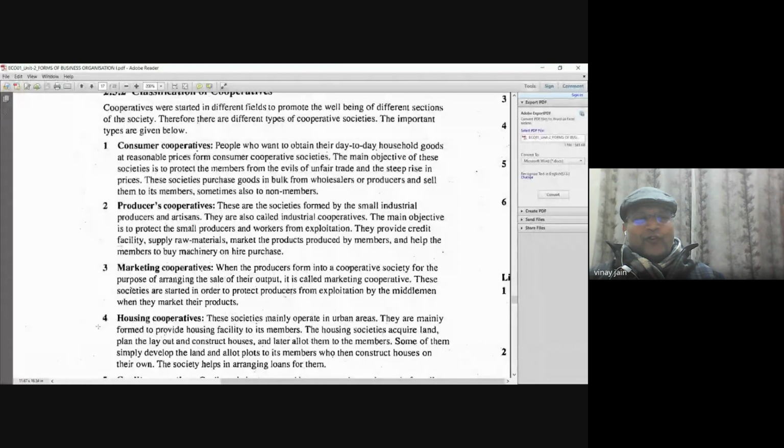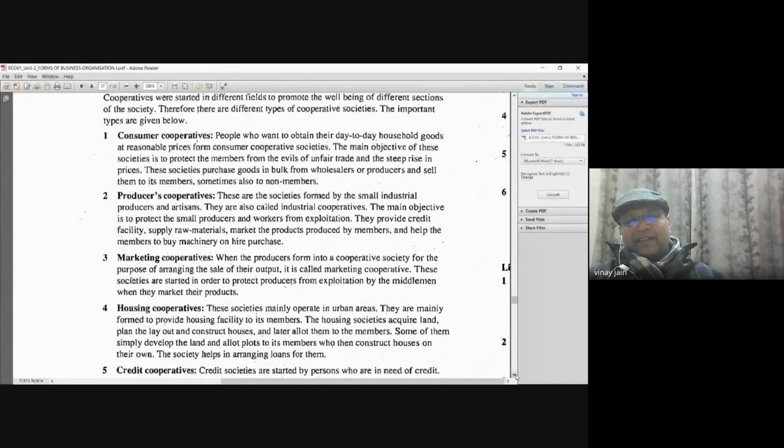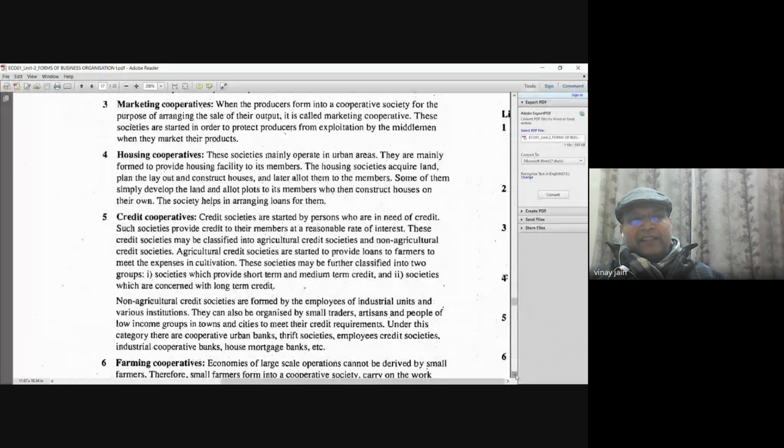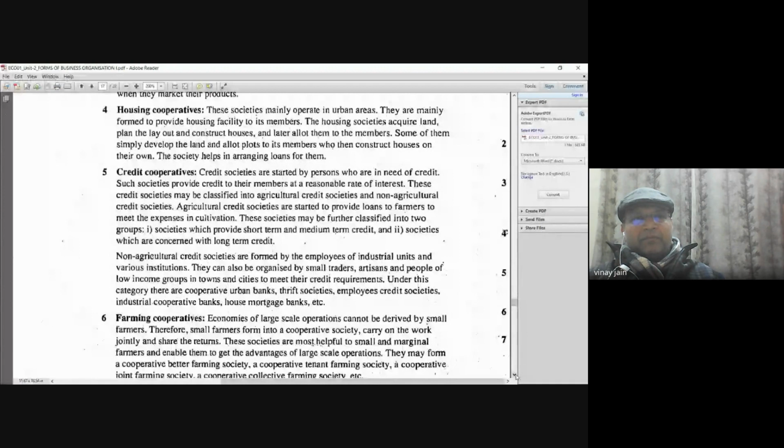Now, guys, the fourth one, which is very important for one to start, is housing cooperative, because we can have each and everything except the house. That becomes a difficult thing for any person. So therefore, housing cooperatives came into being. These societies mainly operate in urban areas. They are mainly formed to provide housing facility to their members.